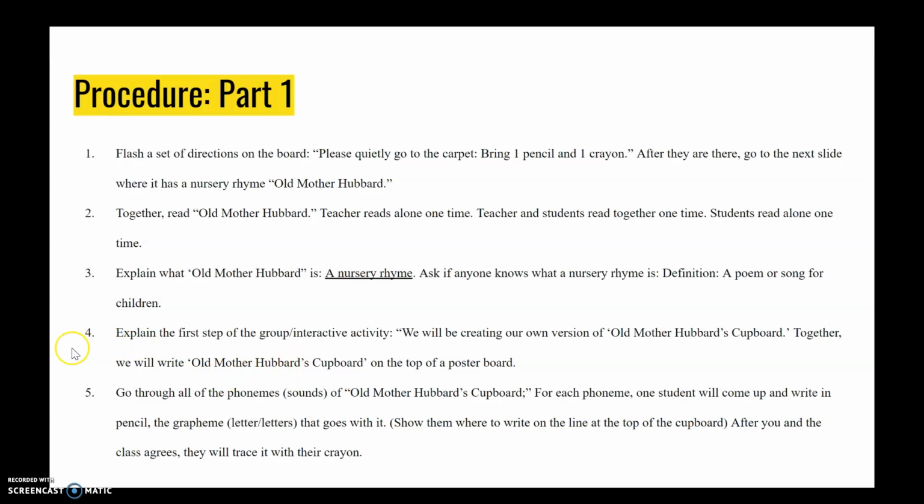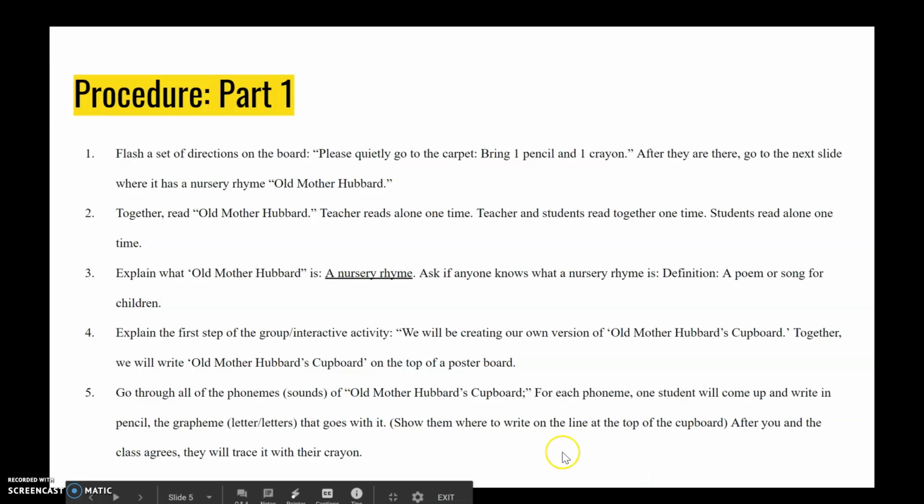Explain the first step of the group activity. So just after we read it, tell them that we are going to be creating our own cupboard, and our own version of Old Mother Hubbard's Cupboard. Together we will write that title on the top of that poster board that I showed. Go through all of the phonemes and sounds that we hear in Old Mother Hubbard's Cupboard, so we will be sounding it out together. And for each phoneme, one student for each phoneme will come up and write the grapheme that goes along with that.